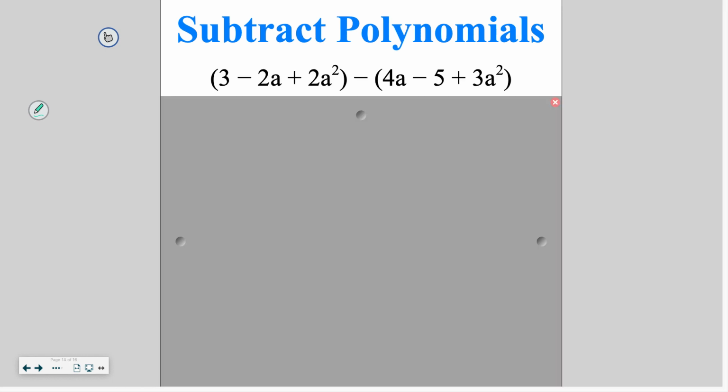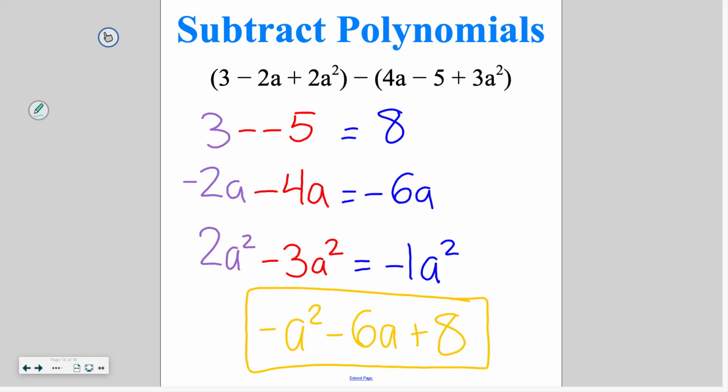Go ahead and try this one on your own. Again, lining up the terms from the first with the terms from the second, doing that subtraction, remembering that subtracting a negative turns into a positive, and then putting it into standard form.